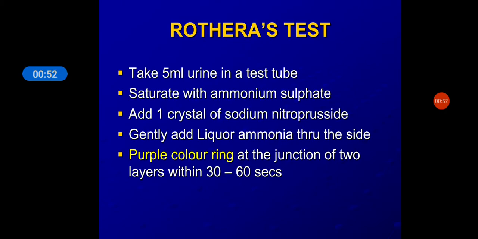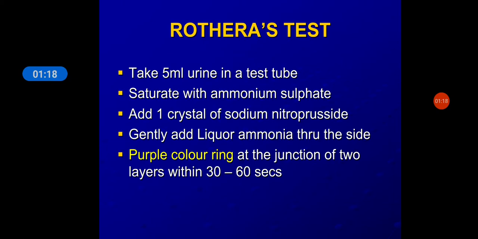How will you do this test? You'll take 5 ml of urine in a test tube, and to that you will saturate ammonium sulfate. What does this saturate mean? You're basically adding so much ammonium sulfate that you will still have some crystals remaining, so that further it cannot be dissolved in that particular solute, right?